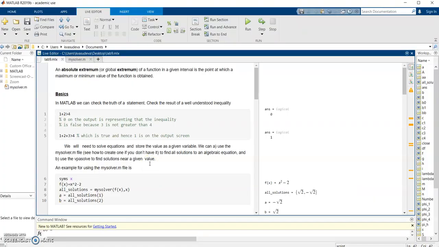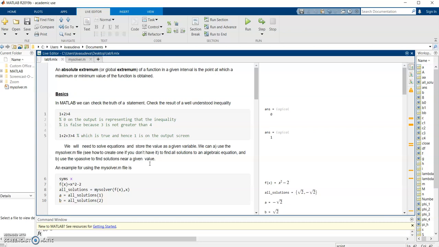Okay, so what is an absolute extremum? The absolute extremum of a function in a given interval is the point at which a maximum or minimum value of the function is obtained. So say you are given a function, and you are asked to find the absolute extremum. You are supposed to find two things: the maximum value and the minimum value of the function on a given interval.